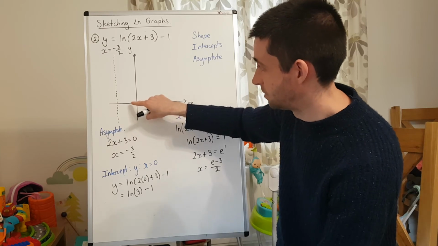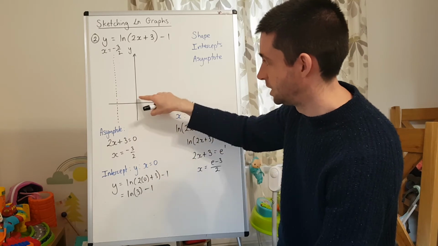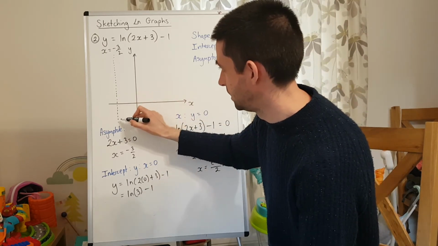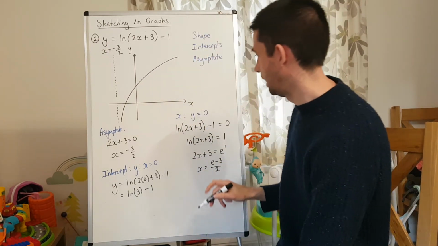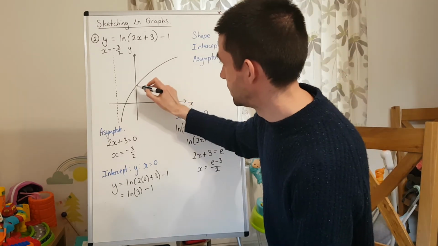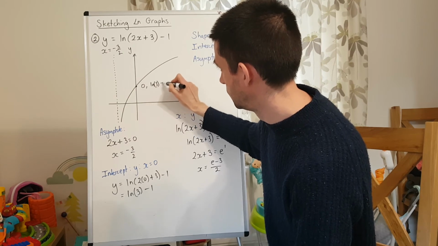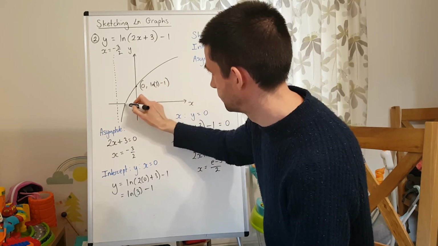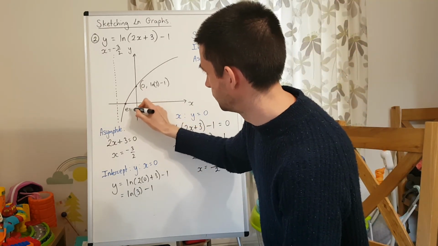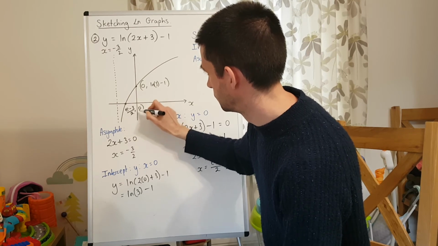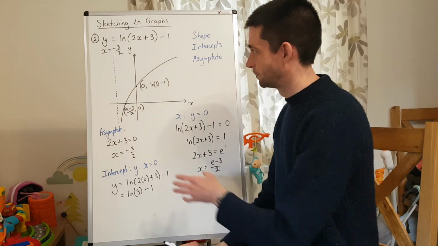So it's come through the negative part of this x-axis here, which should hopefully make sense because the y-intercept is positive, the x-intercept here is negative, so what I'm going to get for my sketch is something that looks like that. Then I'm just going to label my intercepts with exact values. So this one here is (0, ln 3 minus 1), and this one here is ((e minus 3) over 2, 0). Asymptote: x equals negative 3 over 2.